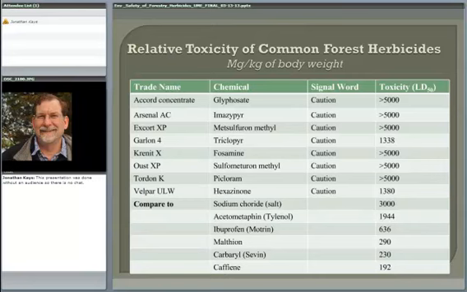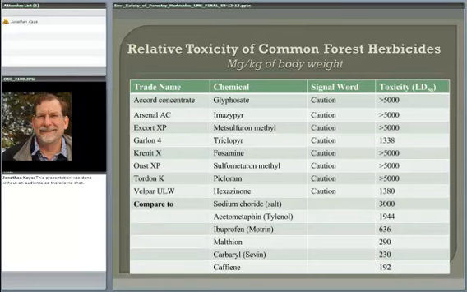Here's a couple examples of the relative toxicity of some common forest herbicides, and again, they're expressed in milligrams per kilogram of body weight. You can see that glyphosate, which is typically known as Roundup, has a signal word of caution, which means it's greater than 500 milligrams per kilogram, but actually it's greater than 5,000. Arsenal, which is used for aerial application, typically for site preparation or for releasing pines from hardwood competition, is also a caution, greater than 5,000.